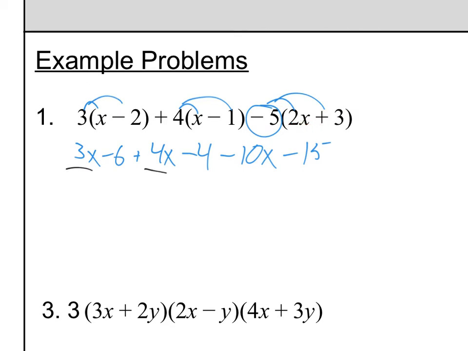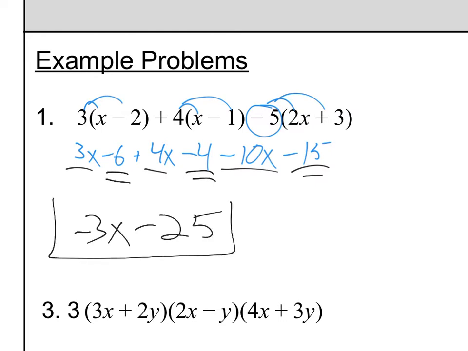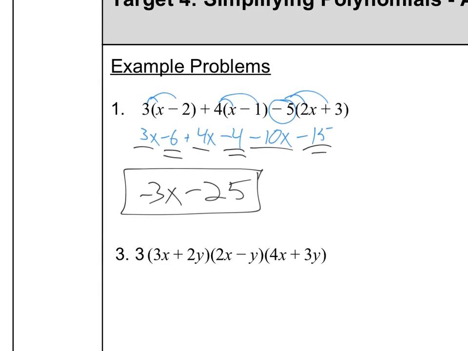All right, now let's combine our like terms. I've got 3x plus 4x minus 10x. 3 plus 4 is 7, minus 10 is negative 3, so negative 3x. Then I've got negative 6, negative 4, that's negative 10, minus 15. So negative 10 minus 15 would be negative 25. That's it, that's all. So again, all we did was distribute, combine like terms, wrote it in standard form with your highest exponent coming first, and call it a day.